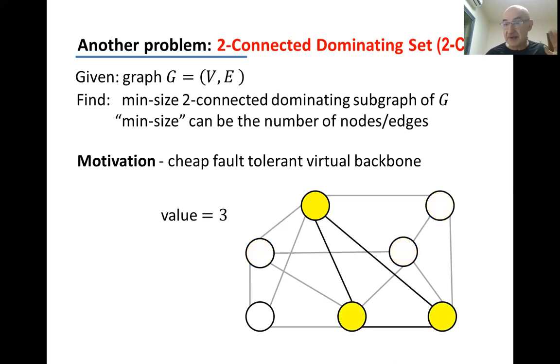So actually we can find here a better solution, a solution of size 3, or value 3. Here we have a subgraph induced by the 3 yellow nodes, and it's a two connected graph, and moreover, every white vertex has some yellow neighbor in this graph, so it's a two connected dominating set. This is actually an optimal solution in this instance, of value 3.